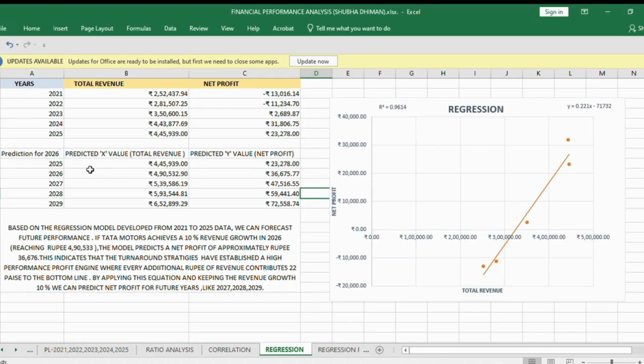line profit. For 2026, if the revenue reaches 4,90,532 crores, an increase of 10%, the model predicts a net profit of rupees 36,675 crores. To validate the model, I used the analysis tool pack's regression tool to generate this summary output.